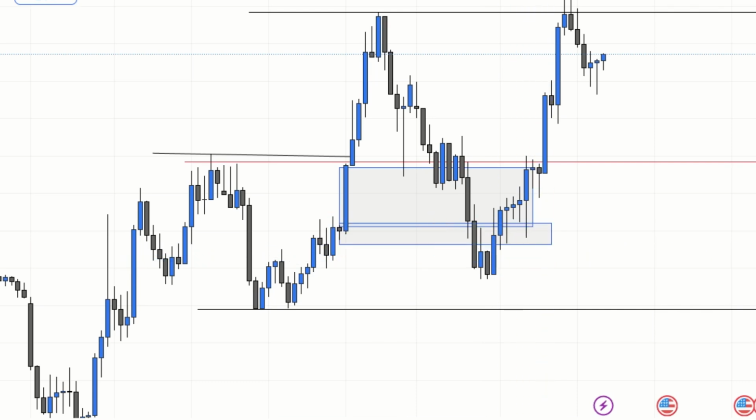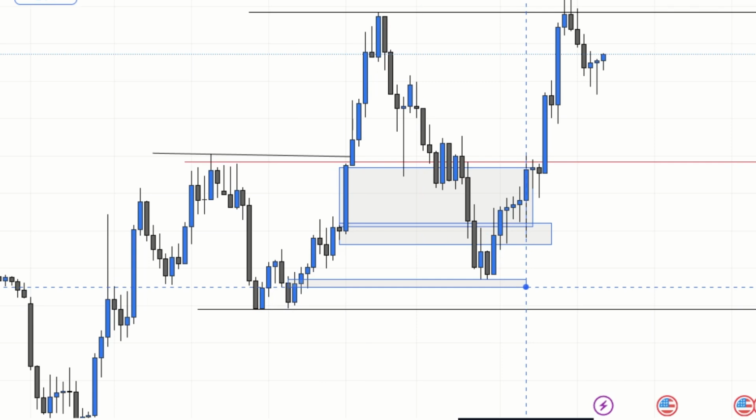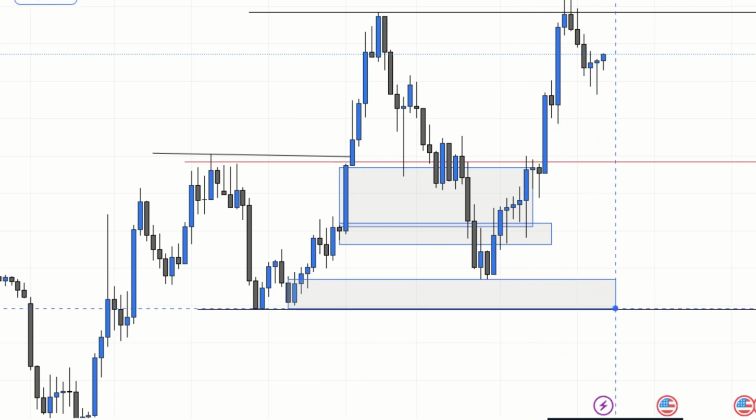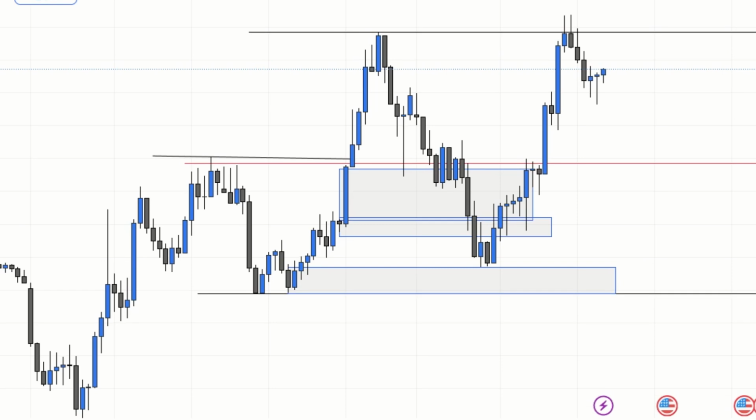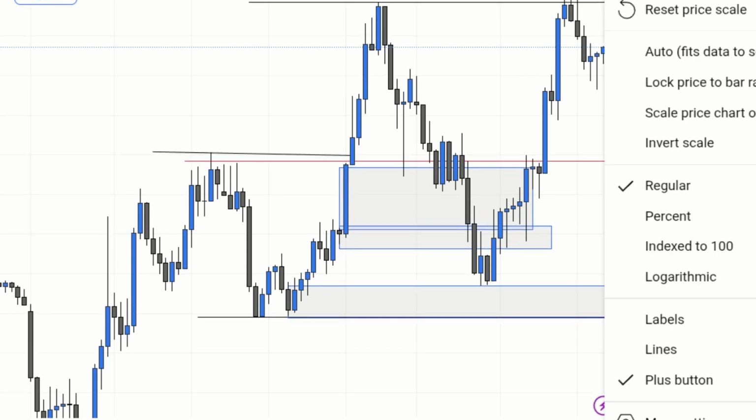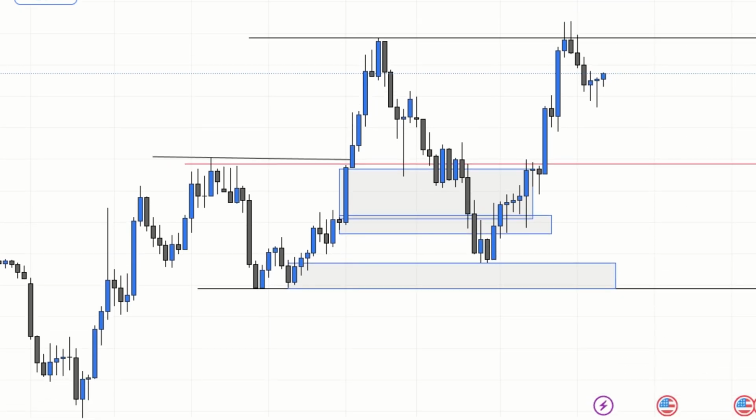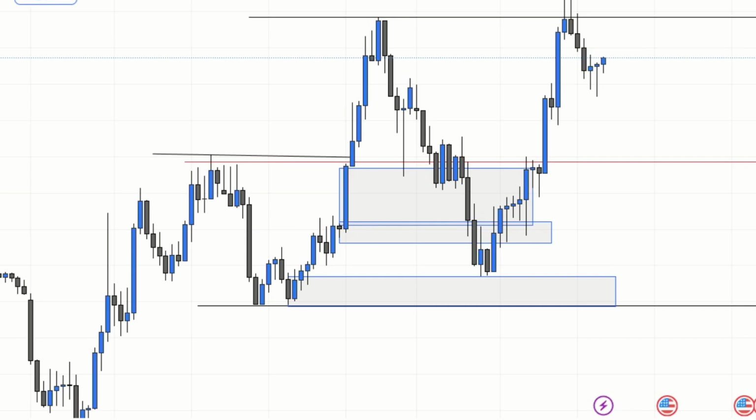Also, make sure you mark all the zones that you can see, because the market can turn from any zone. So here you have to make sure that you mark all the zones that you can see, guys. For example, those are the zones I've marked on the higher time frame I use for analysis. After that, you go to your 1 hour time frame.